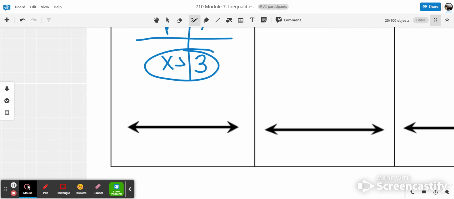So now the added step that we have to follow here is to put it on our graph. So we'll put 3 on our graph. I see that it is a greater than symbol, so that means my circle has to be open because it's not equal. It does not include 3. And the numbers greater than 3 are to the right.